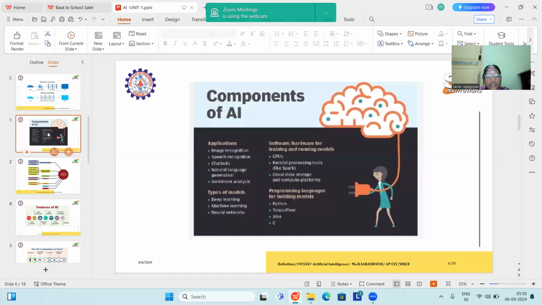These are the different types of components of AI. There are some applications of AI: image recognition, speech recognition, chatbot, neural network, natural language processing, and sentence analysis. There are different types of models in artificial intelligence. First one is deep learning, machine learning, and neural network. What are the different types of hardware and software that we have to train the models? GPU and then cloud data storage.